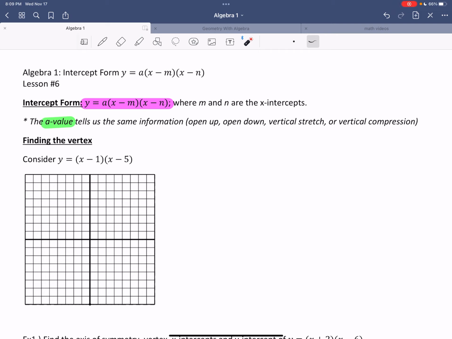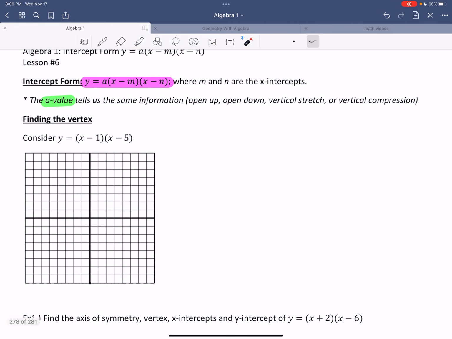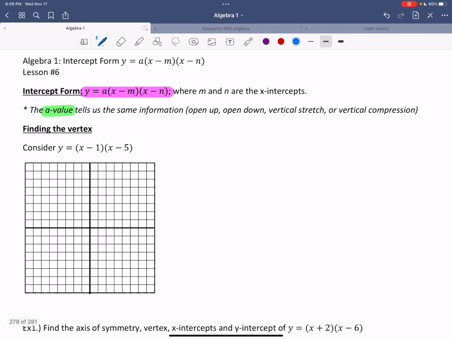Okay, so how do we find the vertex when we're given something in intercept form? Consider this equation, y equals the quantity x minus 1 times x minus 5. So this is already factored. It's already factored for us. You probably have already learned in whatever unit you're doing with quadratics how to factor. So this is already factored for us.